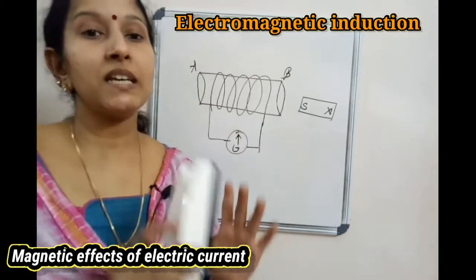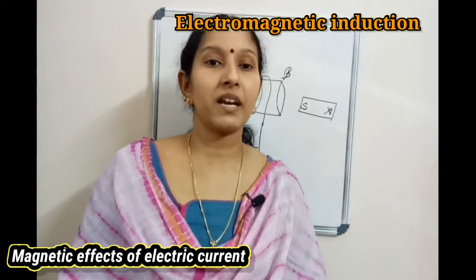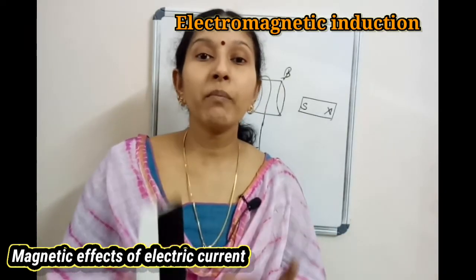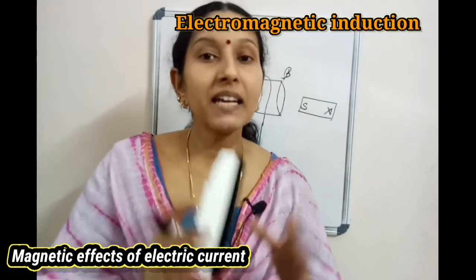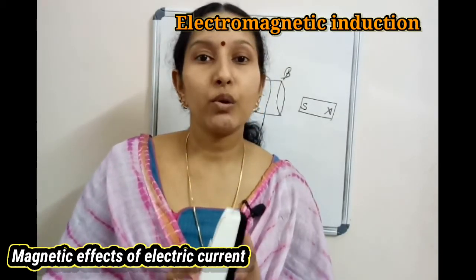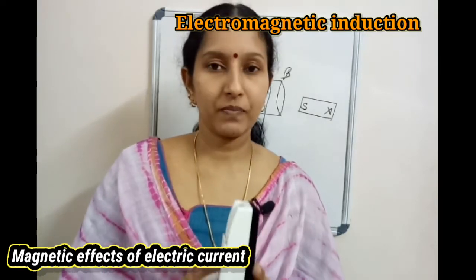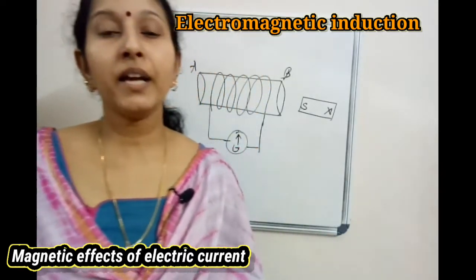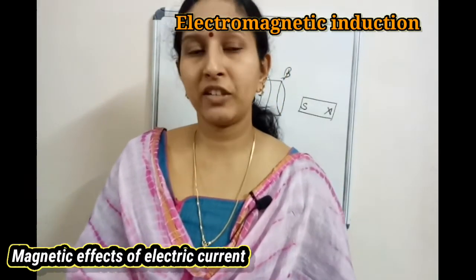So deflection towards right or left indicates the presence of current, which means a moving magnet can be used to generate electricity. That electricity is known as induced current. Okay, and in order to get the correct idea, we can discuss one more activity.